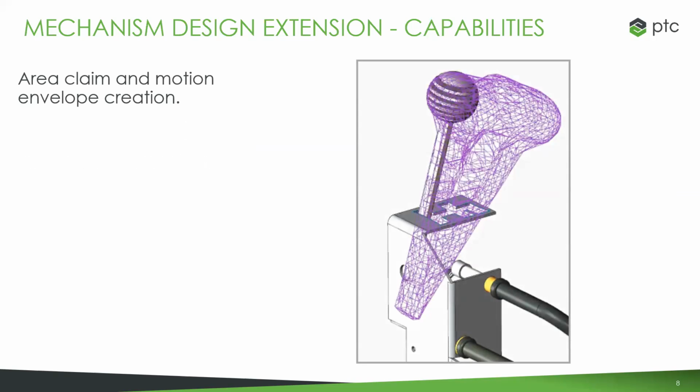Another area is the creation of motion envelopes. This is another great feature that we work with oftentimes inside of mechanism design. So you can look at the area that a part has the capability to move around within. You can go ahead and build that out and visualize it right from within the assembly. Make sure that you don't have different parts moving into that space.